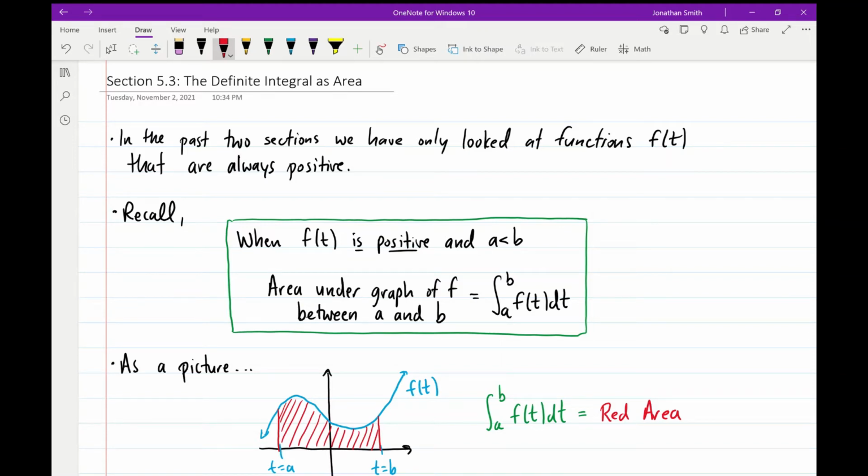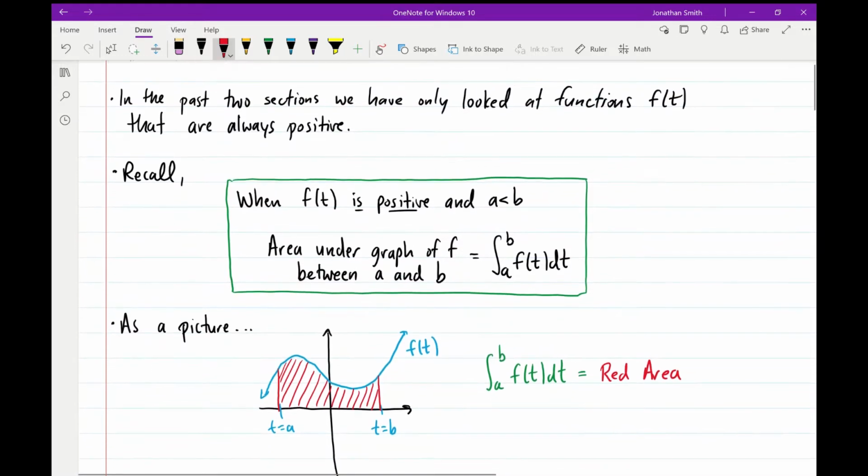Hello, Math 122. In this video, we'll be talking about section 5.3, which is a continuation of our discussion of the definite integral. And in particular, we'll be looking at the definite integral and how it represents the area between a function and the x-axis.